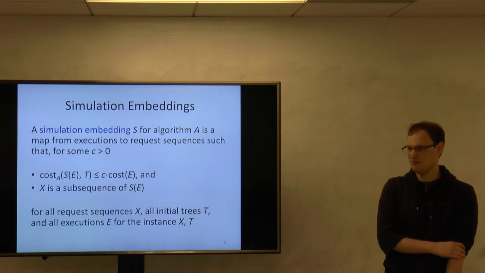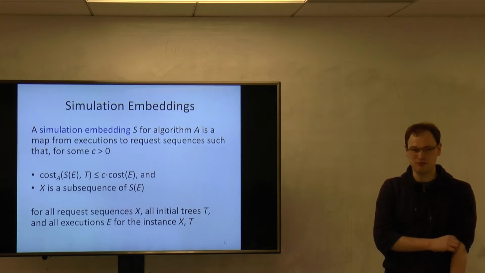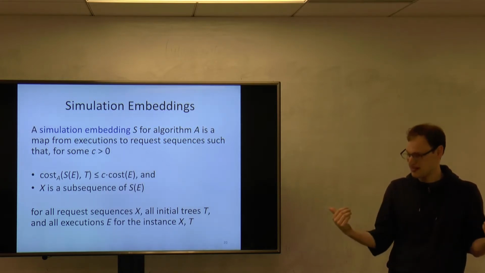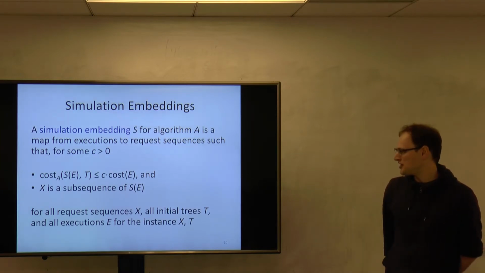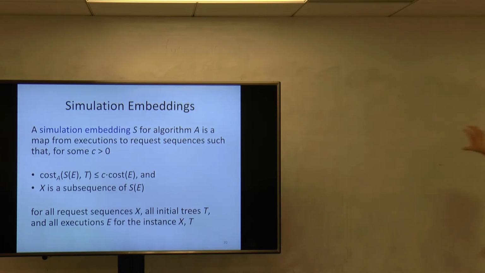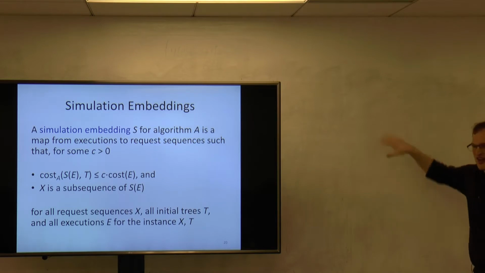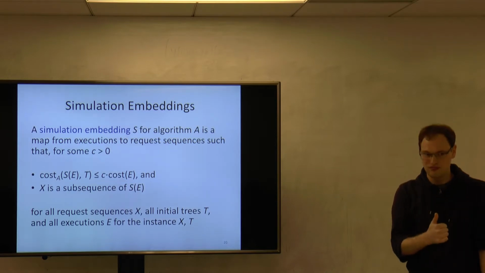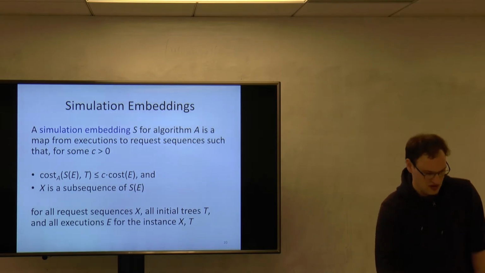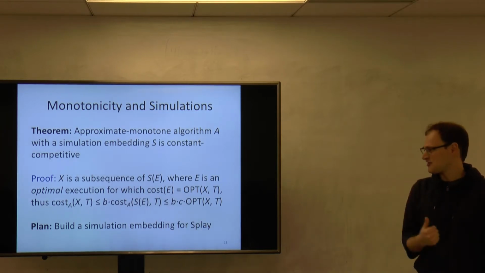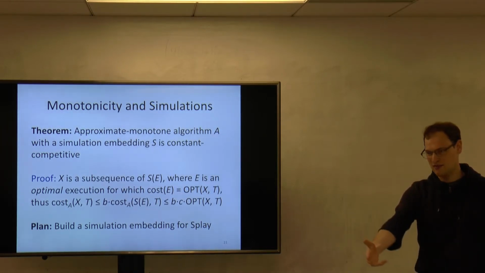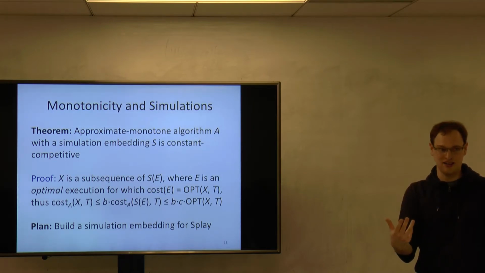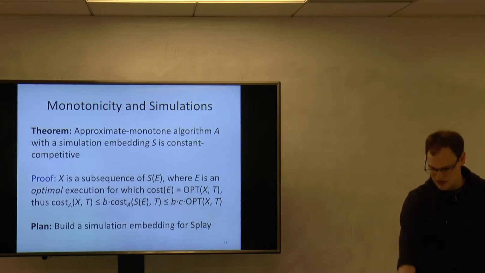So it's probably going to be a lot of work to construct this simulation. Surprisingly not that much, but presumably lots of stuff can go into that. But to picture it, picture subtrees here and requests here that induce an algorithm to simulate those subtree transformations pictorially. Good? Awesome. So if we construct a simulation embedding for Splay, then we show that approximate monotonicity is sufficient for optimality.